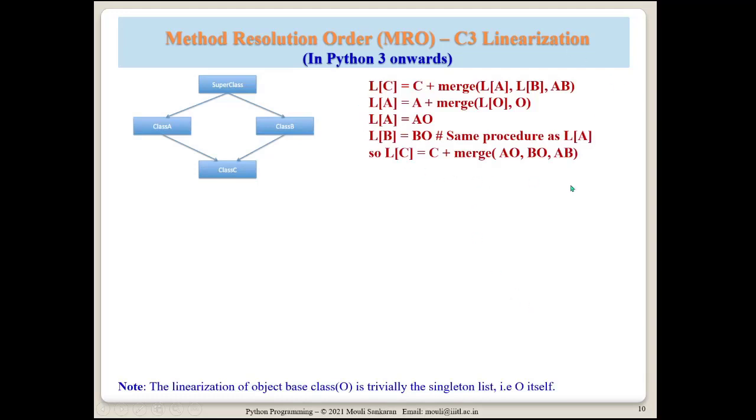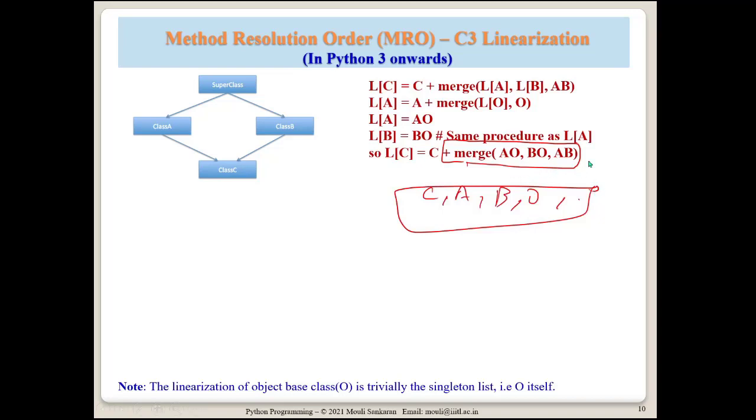Now I told you that we need to understand how I am going to merge this list. I need to make some order: C comma A comma some B comma O, or something else. I need to make this list. How am I going to do that with these AO, BO and AB lists? They are all individual lists, list inside list you can assume.